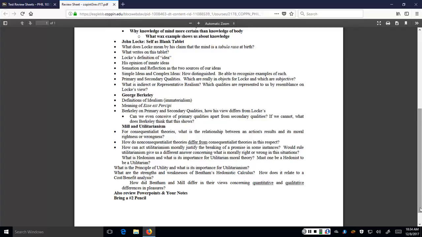We're going to see that the problem is that you can't get beyond your inner experiences to compare them with the world to see if they're accurate. And this led to the skepticism of Hume, but both Locke and Berkeley were going in that direction. So on the test, there's not going to be anything on Hume, but on Locke and Berkeley.